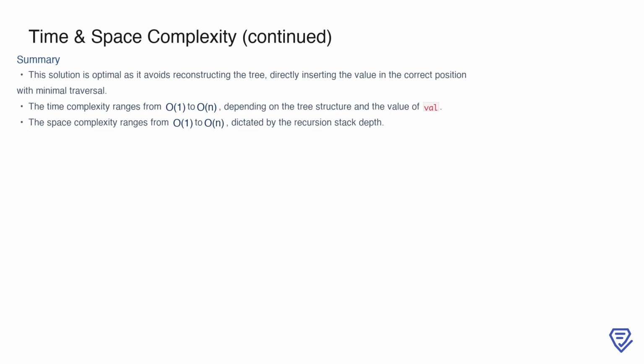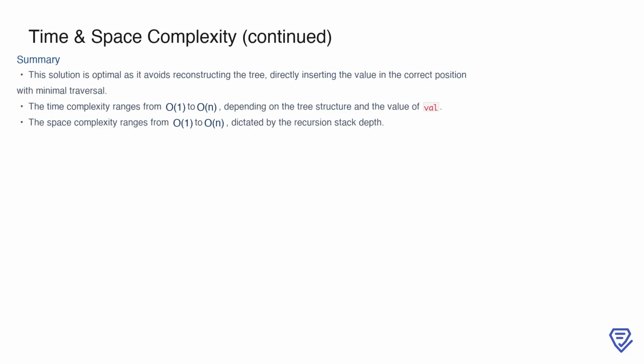In summary, this solution is optimal because it avoids reconstructing the tree entirely. Instead, it directly inserts the new value in the correct position with minimal traversal. The time complexity ranges from O(1) in the best case, where no traversal is required, to O(n) in the worst case, where the tree is skewed and every node must be visited.